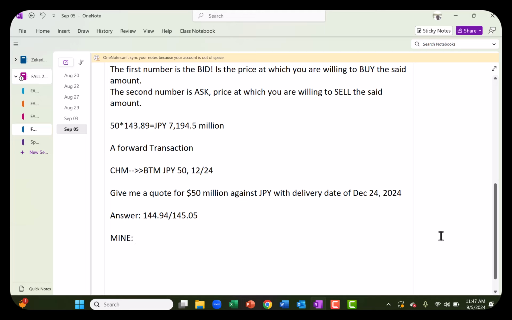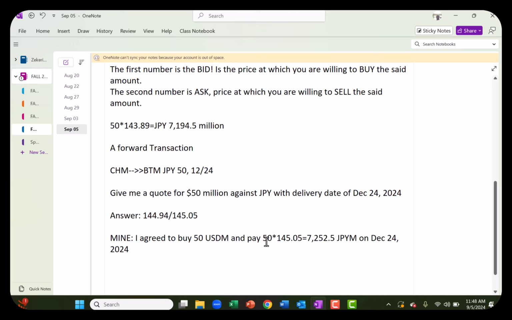That means I agreed to buy 50 million USD and pay 50 times 145.05. So that's 7.2525 million Japanese yen on December 24th.